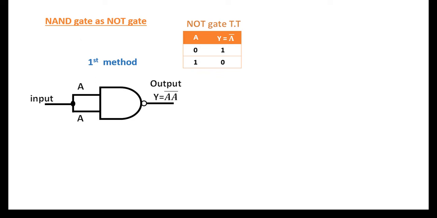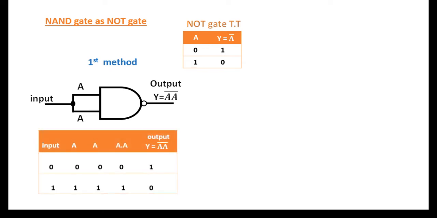Let's verify this by using the values 0 and 1 for our input. So if our input is 0, then both the inputs of our NAND gate will be 0. So 0 dot 0 will be 0 and its complement will be 1. Likewise, if the input is 1, then both the inputs of our NAND gate will be 1, and 1 dot 1 will be 1 and its complement will be 0. You can see here the output of our NAND gate is exactly the same as the output of our NOT gate. You can compare the result to the truth table of NOT gate.